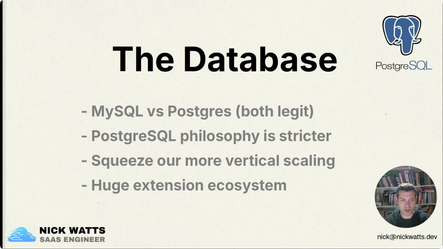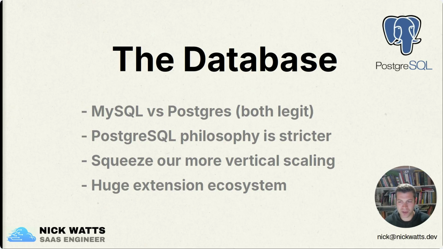The data layer you want to protect vigorously, which means you want Postgres for that strict philosophy. The data types must be accurate. The foreign keys must be maintained. You can wrap a DDL change in a transaction and roll it back if something goes wrong. You want Postgres for all of that.